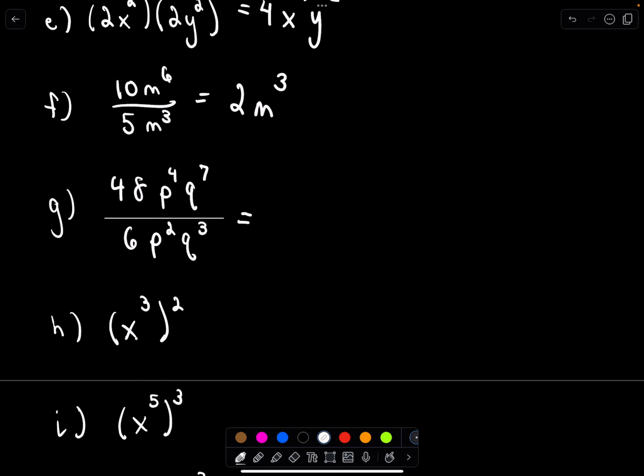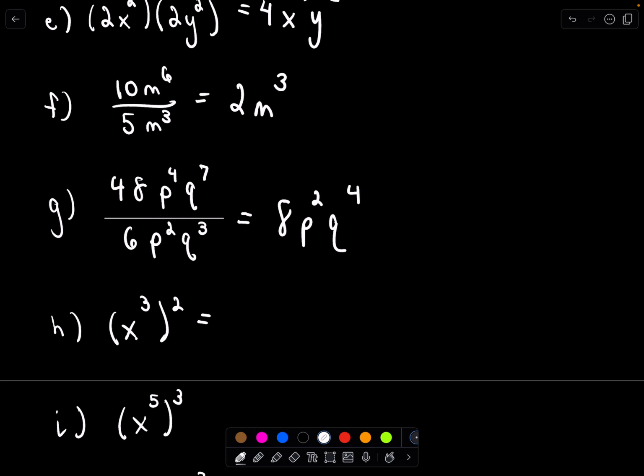Let's keep going. 48 divided by 6. What is 48 divided by 6? Well, I think 48 divided by 6 is 8. Then I've got p to the 4th over p squared. So p to the 4 minus 2 is going to be to the power of 2. And then I've got q to the exponent of 7 minus 3. 7 minus 3 is going to be 4.